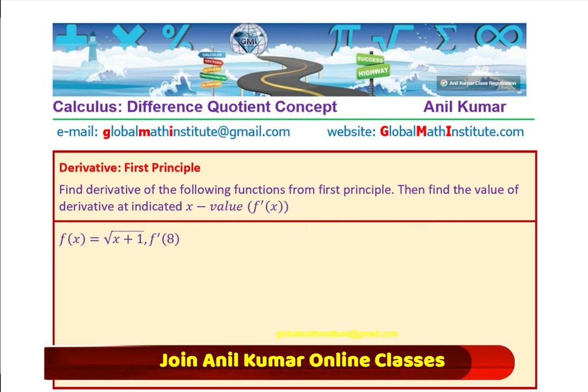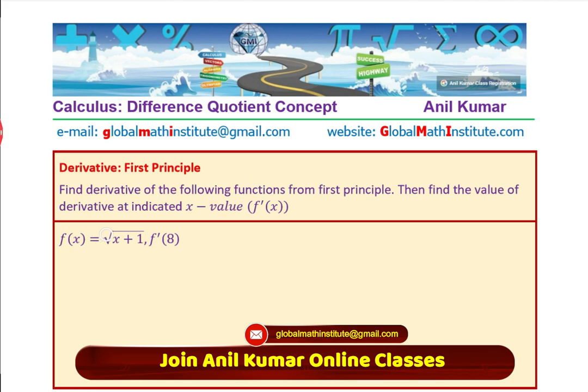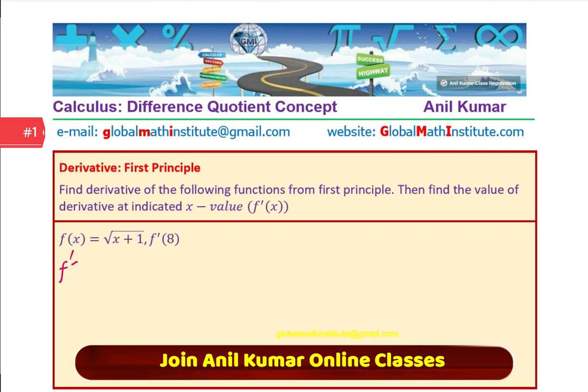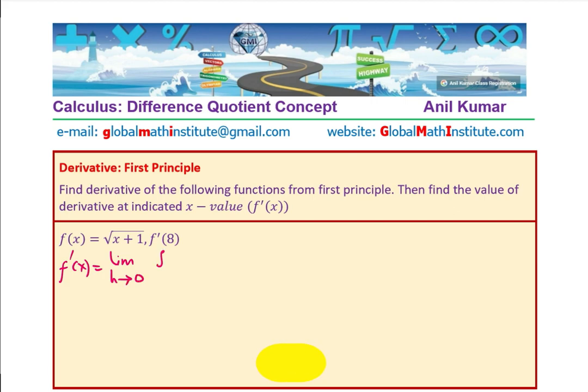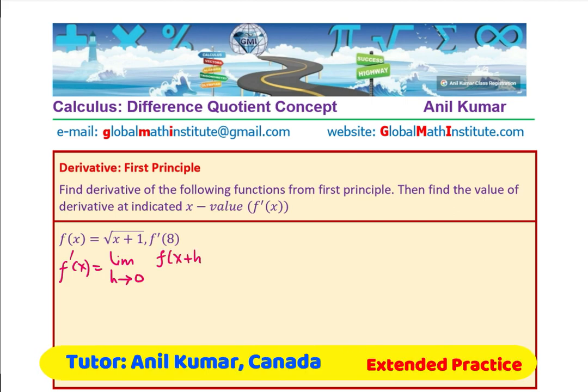So the next question is, f of x equals square root of x plus 1, and we need to then find the derivative when x is 8. So using the definition, what do we get? Well, the derivative of this function is limit h approaches 0 of f of x plus h minus f of x divided by h, right?